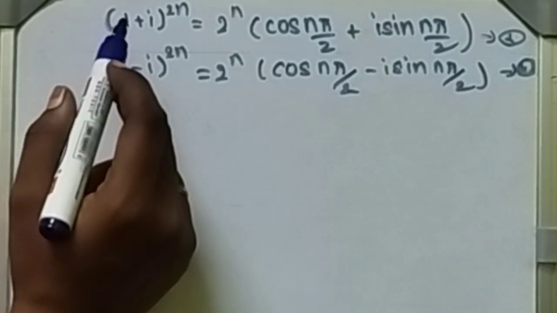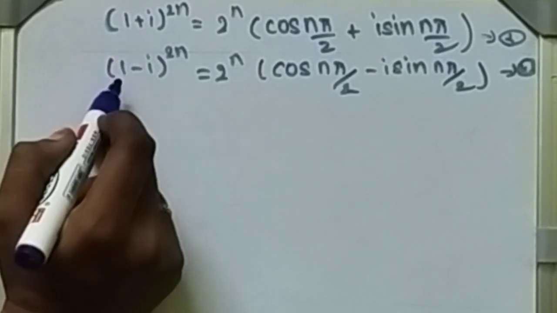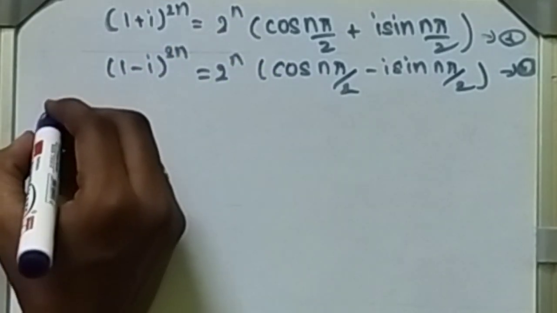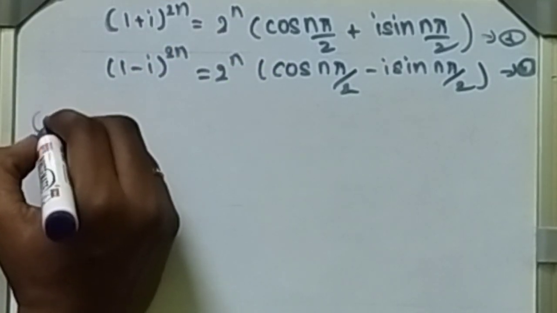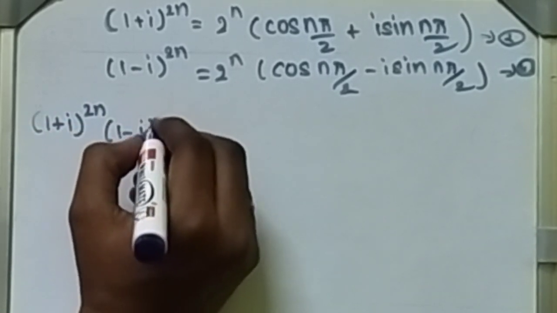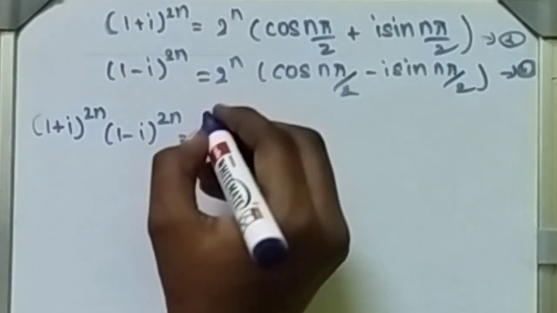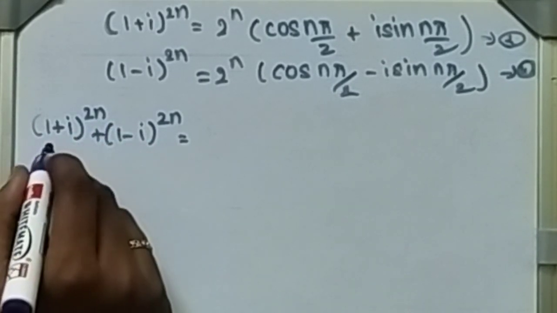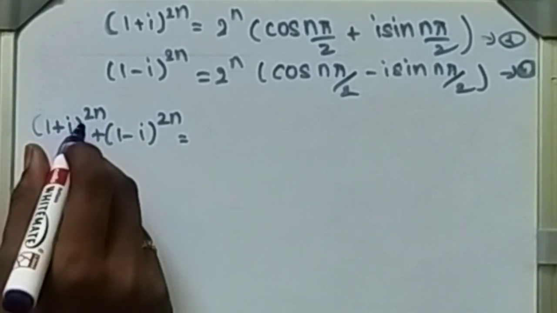So now we know the value of (1+i)^2n and (1-i)^2n. I am going to add those two things. So it becomes (1+i)^2n plus (1-i)^2n. So what is the value of the sum? I am going to add those two things. What is the value of (1+i)^2n?